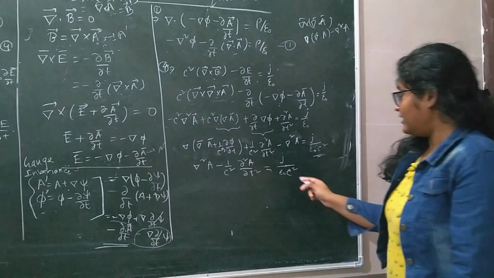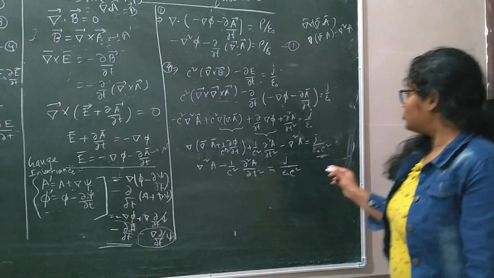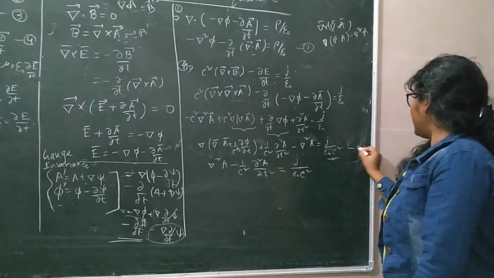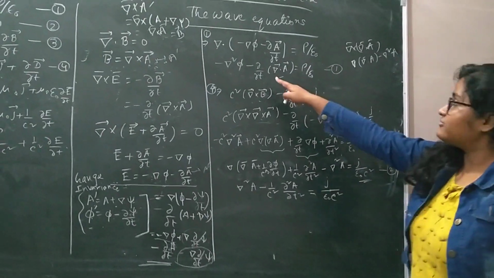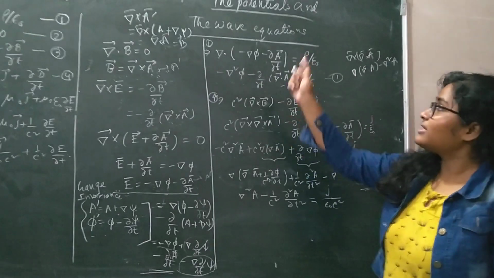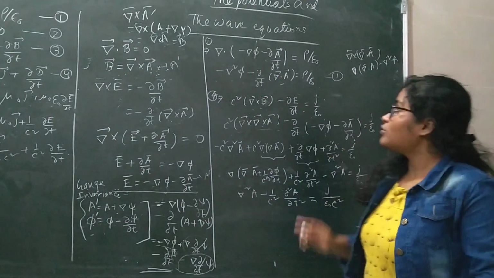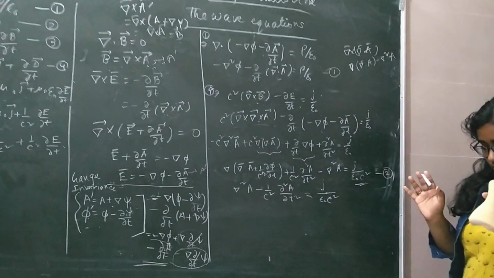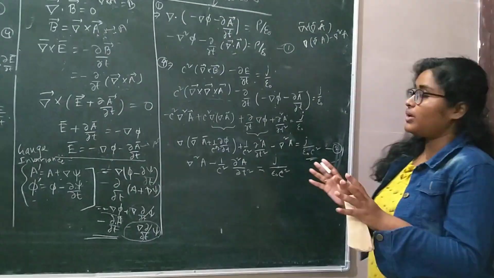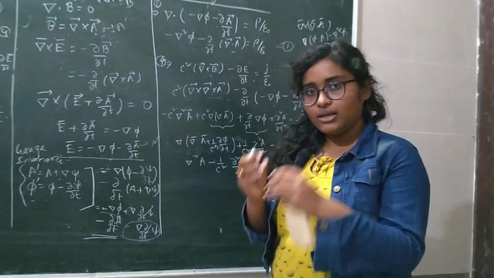So you simplify it. You have to simplify the two equations, that is equation 1 and this equation 2. You have to solve two equations to get the value of phi and A, ultimately get the value of E and B. So how do you solve this? Here you have two gauges. One is the Coulomb gauge, another is the Lorentz gauge.